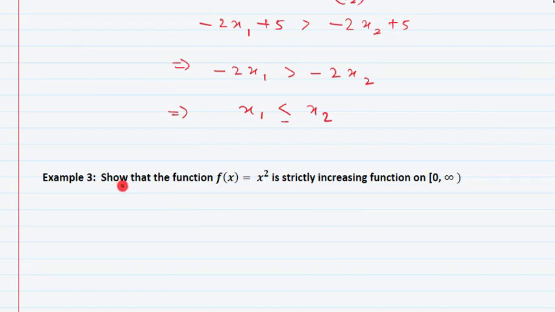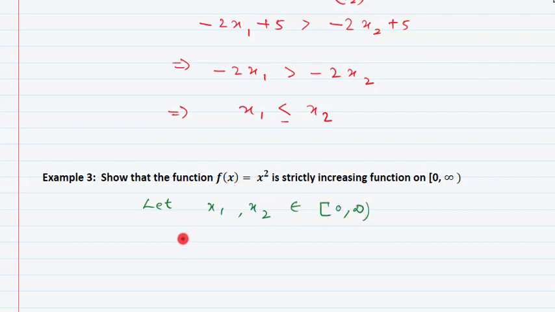In example 3rd, I have taken a function in which the interval is given to prove that it is strictly increasing. The given function is f(x) equals x square, and we need to show that this function is strictly increasing on 0 to infinity. So here the values x1, x2 that we take will belong to the given interval. Let x1, x2 belong to 0 to infinity.